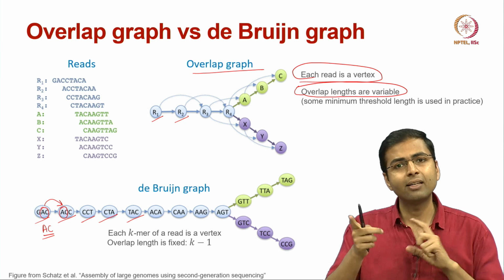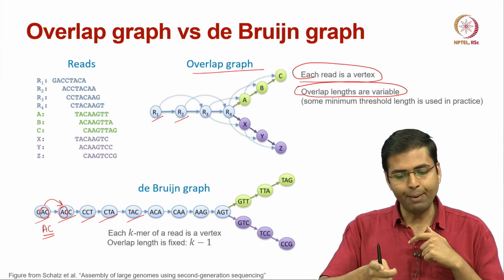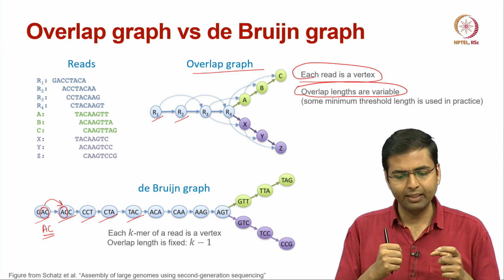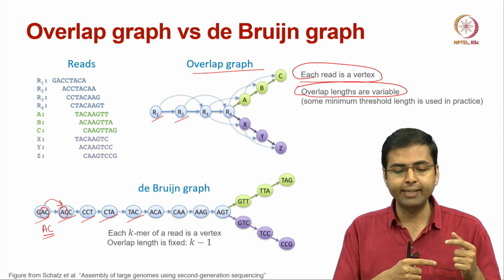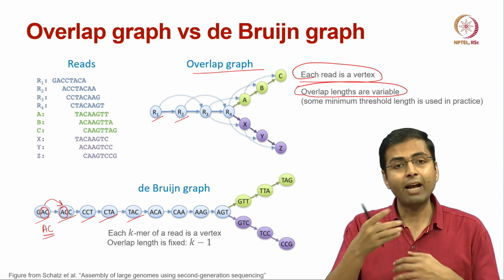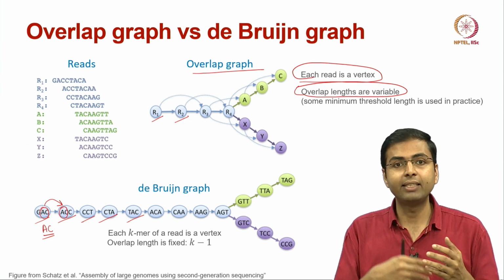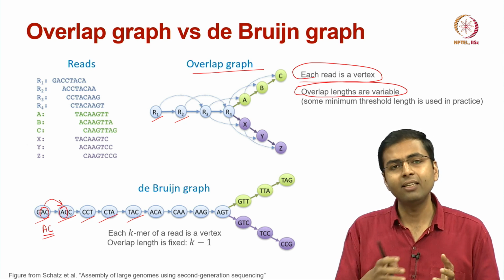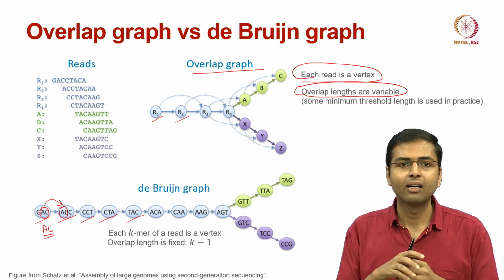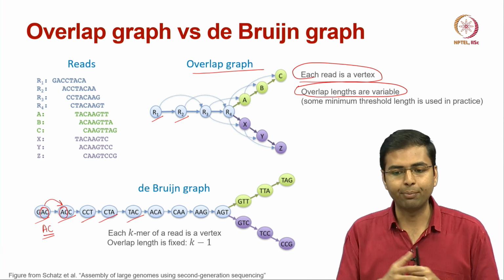So, these are two major differences between overlap graph and De Bruijn graph, and I should mention that there is no clear way of saying that one data structure is better than the other. Both have their own advantages and disadvantages, and we will see in the upcoming slides what the advantages and disadvantages of overlap graphs are.